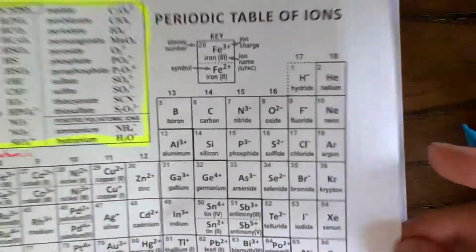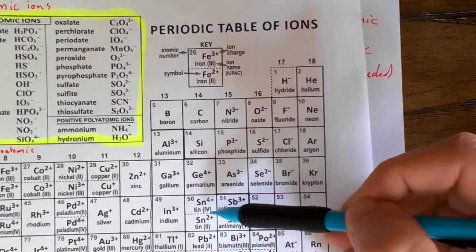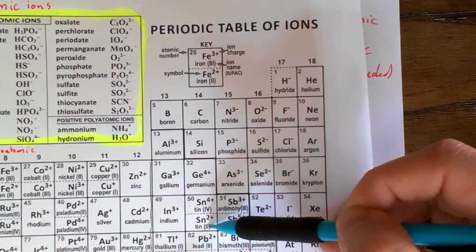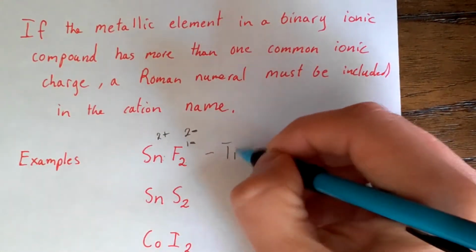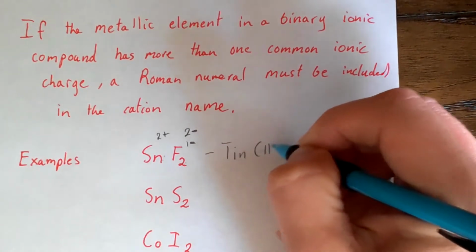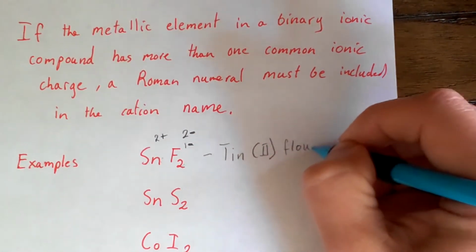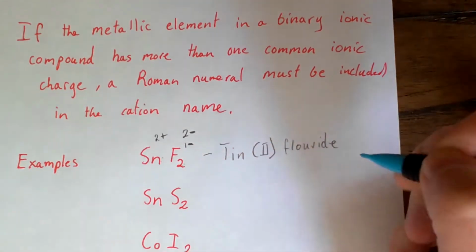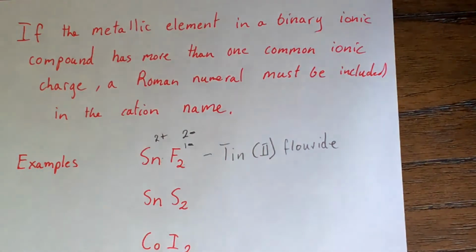What do you call a tin that has a 2+ charge? If we look right here, it's going to be tin Roman numeral 2. So it's going to be tin Roman numeral 2 fluoride. Okay, let's look at slightly different examples.